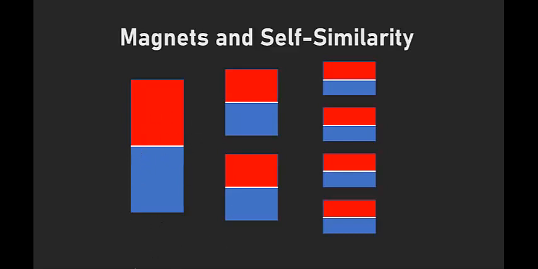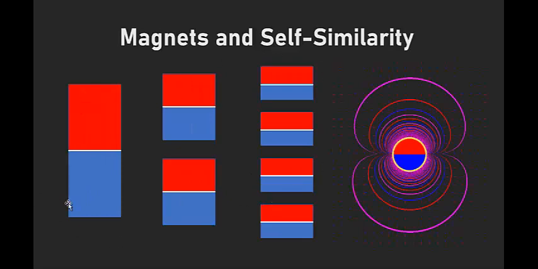But basically, the other thing I wanted to point out is that around each magnet, you can draw the isopotential field diagram. This diagram can be applied to every single magnet, and it'll look almost exactly the same. So that was my first clue that magnetism had something to do with the fractal nature of the universe, because of this property of self-similarity that it seems to have.